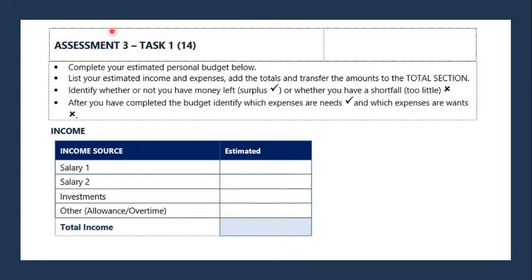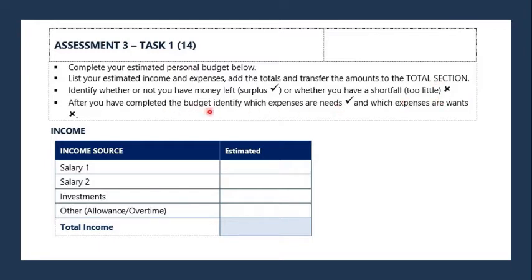We are now going to be discussing Assessment 3, Task 1, and you can see that we're giving you 14 points for competency. So, complete your estimated personal budget below. List your estimated income and expenses, add the totals and transfer the amounts to the total section. Identify whether or not you have money left, which is a surplus, that's correct, or whether you have a shortfall, too little, that's a cross.